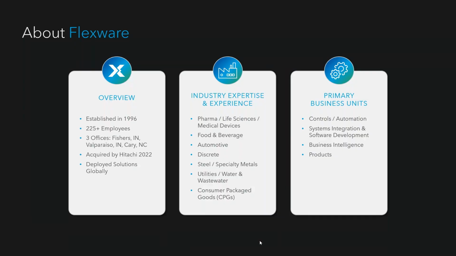You can see in the middle there some of the verticals that we play in. Pretty much anything in the manufacturing sector is fair game for us, and we have some fairly deep domain knowledge when it comes to those industries. And as far as our competencies go there on the right, we do everything we say from the shop floor all the way to the top floor. We do controls and automation, as well as integration and software development, and then higher level business intelligence. And we also have a few products in our portfolio as well.